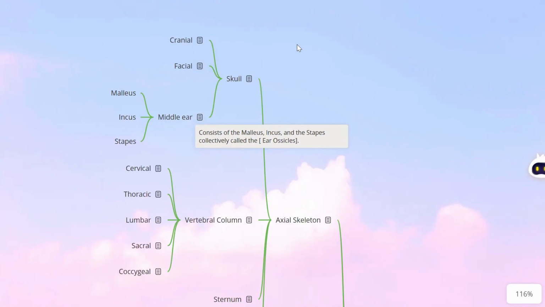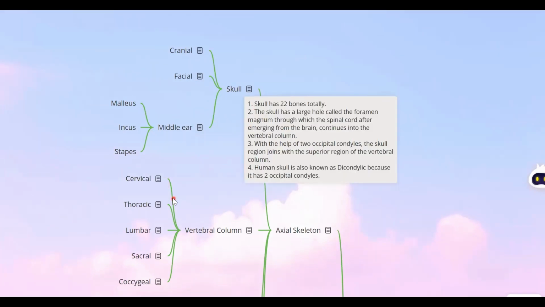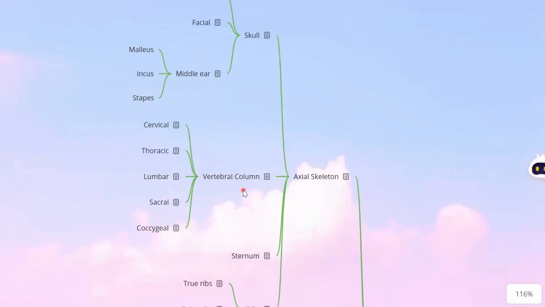Then we have the vertebral column. In the vertebral column, there are 5 regions: the cervical, thoracic, lumbar, sacral, and coccygeal. Now cervical is totally 7 bones, and the number of cervical vertebrae is 7 in almost all mammals, including humans.